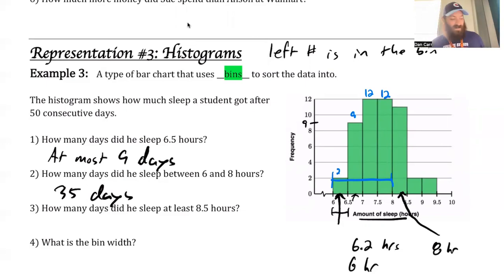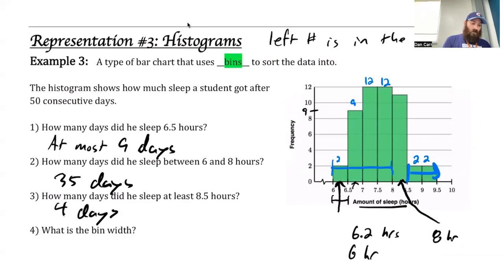Okay, so how many days did he sleep at least 8.5 hours? So at least 8.5 is going to start at this bin here, and it's going to go that way. So we are including 8.5 in those last two bins. So that happens at 2 and 2 for both of those. So there's at least, he slept 4 days. He had at least 8.5 hours.